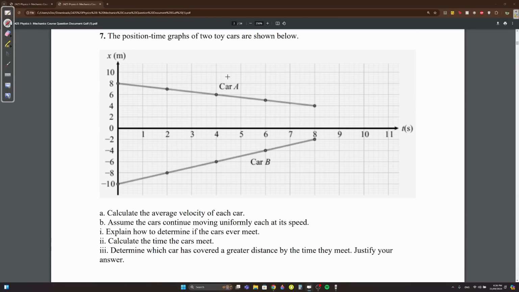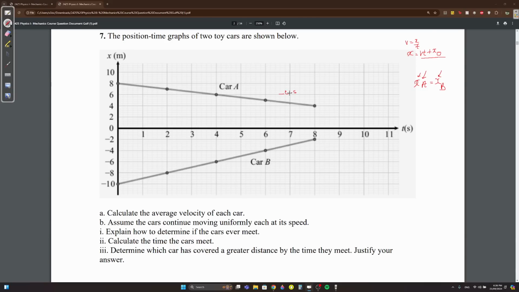If you want my way, when they intersect, that means x of A equals x of B. We know V equals x divided by t, so x equals Vt plus x naught. I'm going to start writing x naught because we need it for later. Each x is equal to velocity times time plus x naught. So x of A is Vt plus x naught. What's the velocity of A?